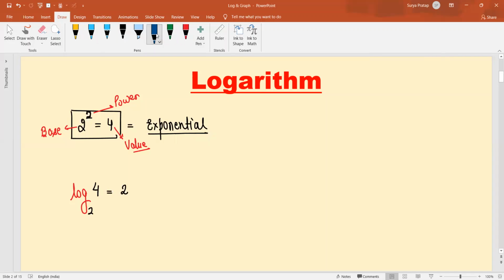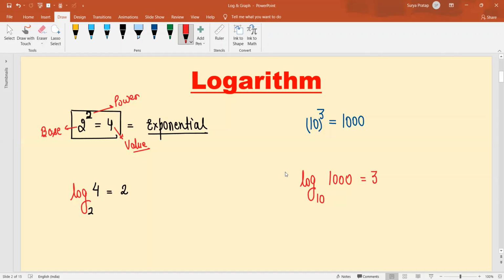For another example, if anything is written as 10 raised to the power 3, which is 1000, then this is the exponential part. Here, this 10 is the base, the 3 is the power value, and 1000 is the value of 10 cubed. If I want to write this in terms of log, then what will it be? Log of 1000, and the base is 10 here, which has the value of 3.